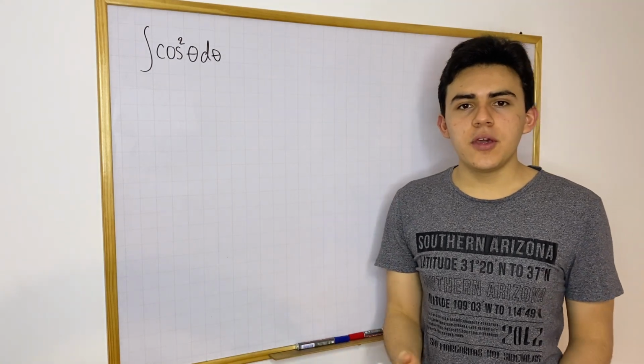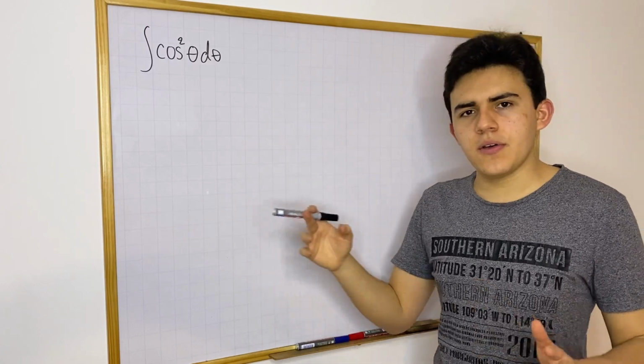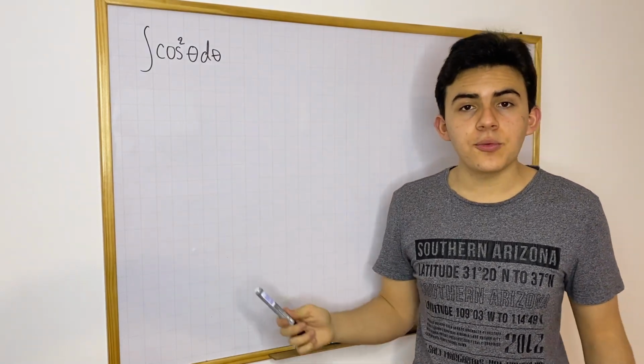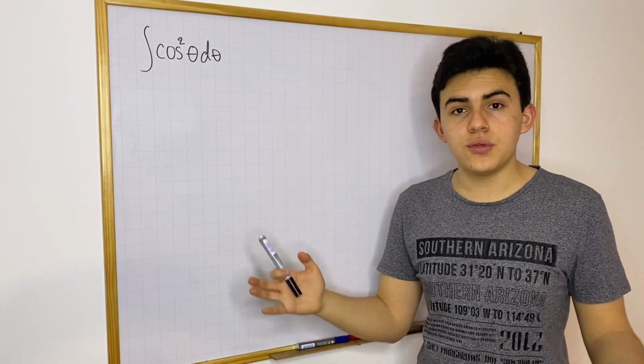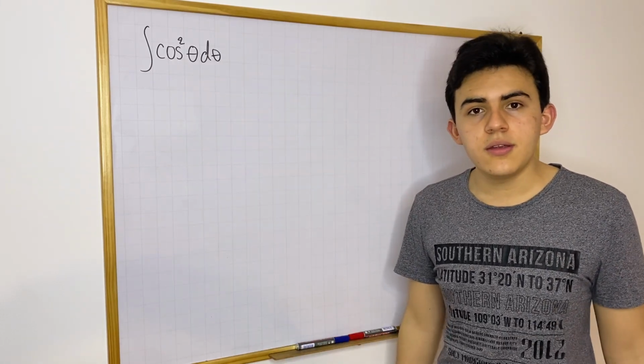Hello everyone, what's up? Today I'm going to show you how you can integrate cosine squared. Now that may seem like a bit of a hard integral. You might have thought about integrating 1 minus sine squared. That's one approach, but then you have to deal with the integral of sine squared. And you could do it, you know.